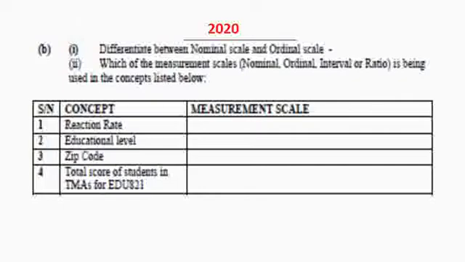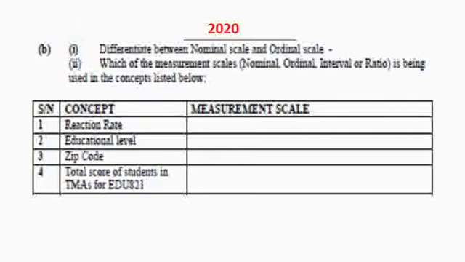Which of the scales, nominal, ordinal, interval, or ratio, is being used in the concepts listed below? The concept is reaction rates. When we talk of reaction rates, we talk of the concentration of certain substance per time taken. The increase or the decrease in the concentration of something per time taken for that to take place. And by so doing, we know that is a ratio scale.